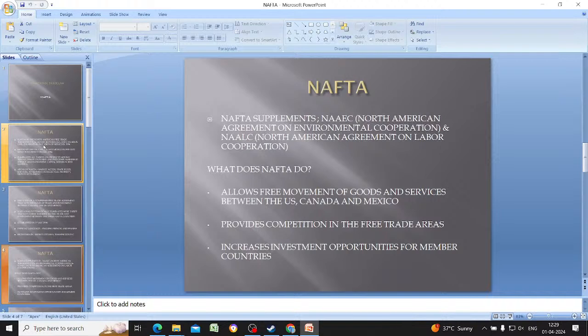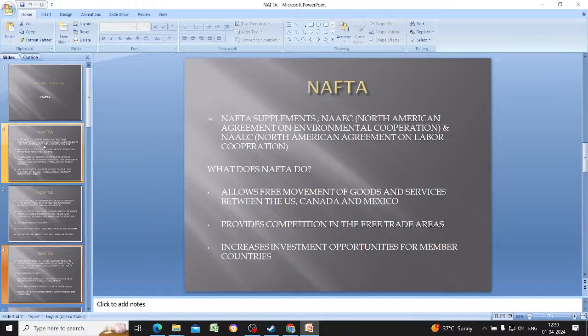Next, what are the outcomes of NAFTA? There is the North American Agreement on Environmental Cooperation and the North American Agreement on Labor Cooperation. So they are giving importance to the environment and also to labor. For that they formed these additional agreements.